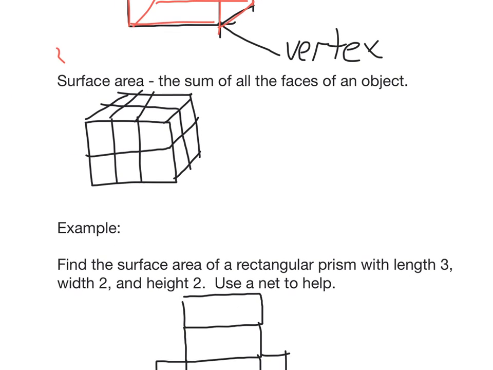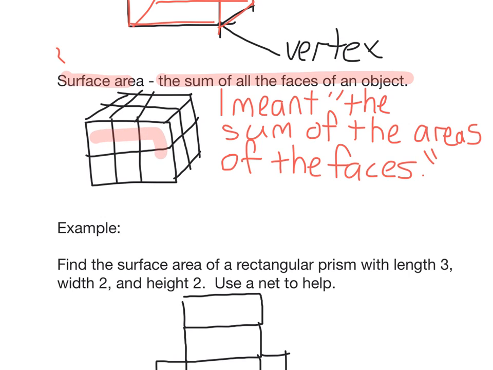So, surface area, the next term. It's the sum of the areas of the faces. So remember, area means the number of square units. So the area of this front face is 6 because there's 6 square units. The area of the right face is 4 because there's 4 square units. So that's what we're talking about when we say surface area. Add up the area of all the faces.